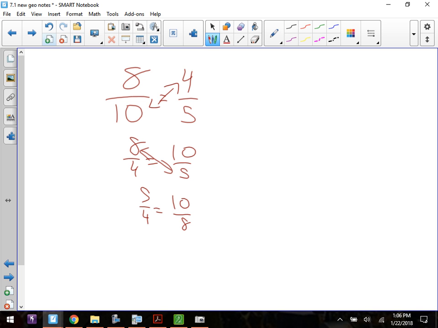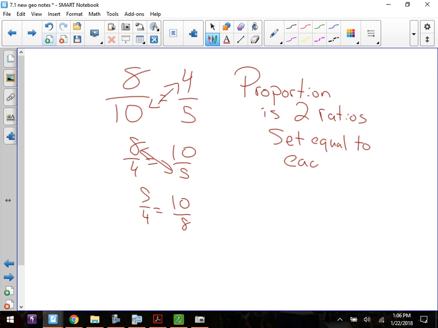The reason that happens is because whenever you have equal ratios, they're called proportions. So a proportion is 2 ratios. You can say 2 or more. So when things are proportional, it means they have the same ratios. It means they have the same what we call scale factor. And it works out really, really easy.